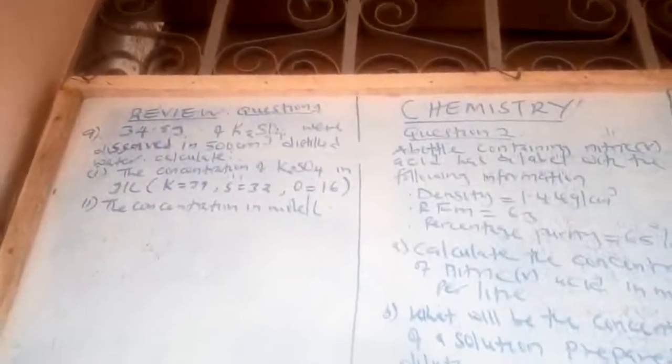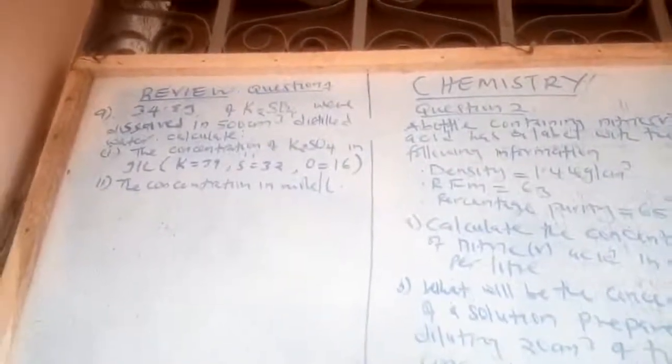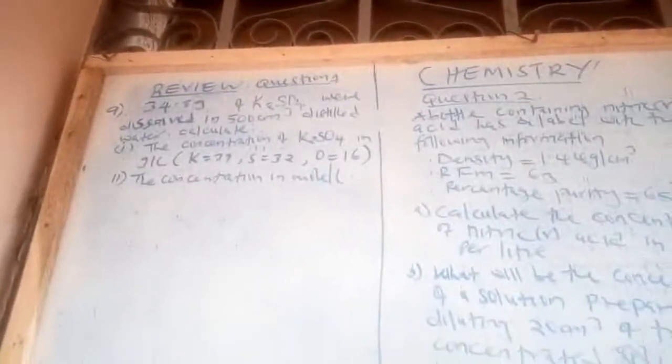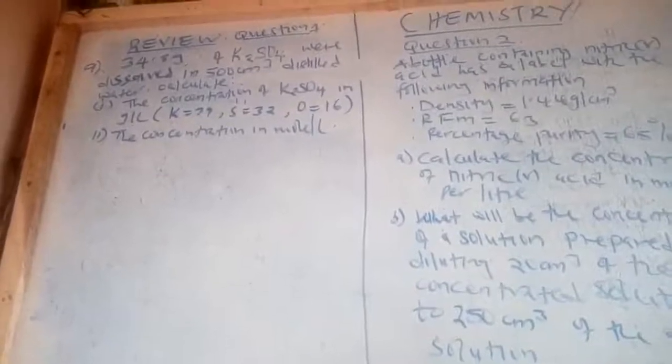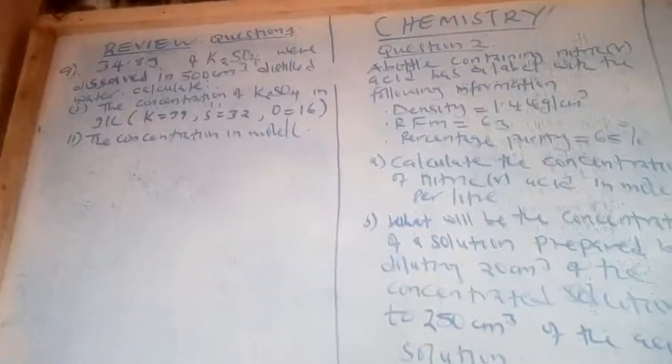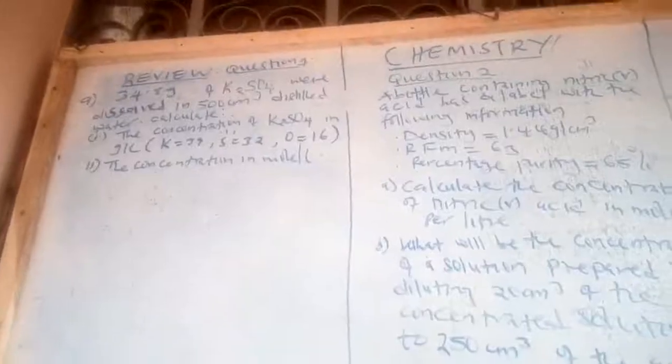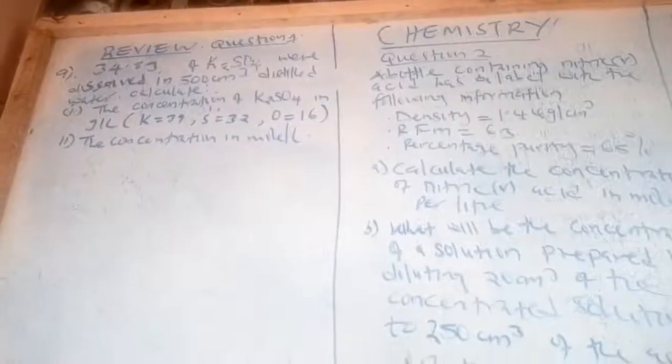34.8 grams of potassium sulfate were dissolved in 500 grams of distilled water. You are supposed to calculate the concentration of potassium sulfate in grams per liter. And the second part of that question, question B, you are supposed to calculate the concentration of the potassium sulfate in moles per liter. On to the calculation.